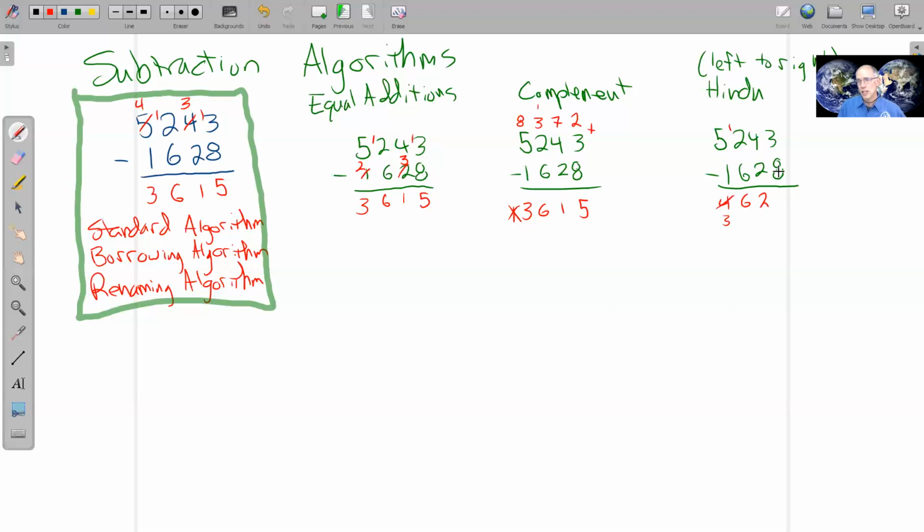3 minus 8 we can't do, so we borrow from below. 13 minus 8 is 5, and there's my answer: 3,615, with the digits that aren't crossed out. And that is the Hindu left to right algorithm.